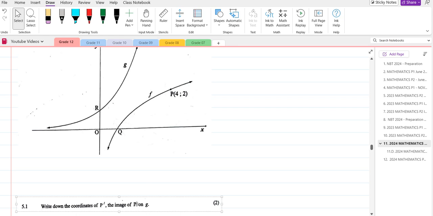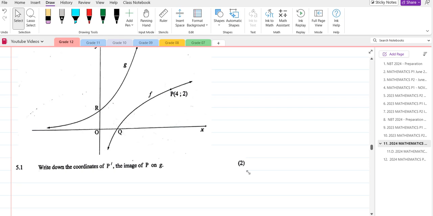Now write down the coordinates of P prime, the image of P on g. That's easy. The coordinates of P prime are just switching these two. It's going to become (2, 4). So the point (2, 4) is somewhere around here. It should be somewhere around here, because it's a reflection around this line. That's where P prime is. So remember, the point (2, 4) lies on g.